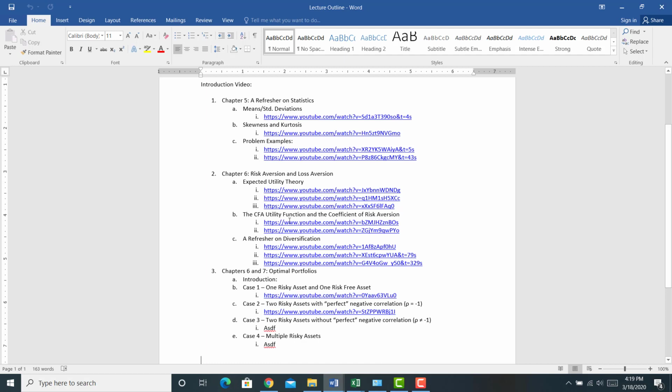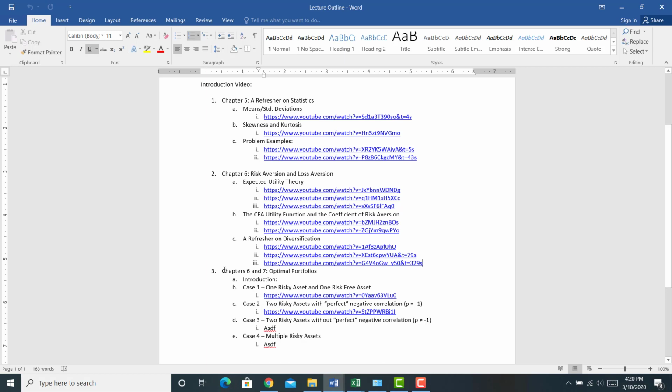We'll also talk about the utility function that's used in the Chartered Financial Analyst exam. I think that will be important, and how risk aversion is used when we talk about this. And then we'll talk a little bit about diversification in Chapter 6. This will be a refresher. I'm certain that almost everyone in the class understands diversification. We'll review that in a few different ways.